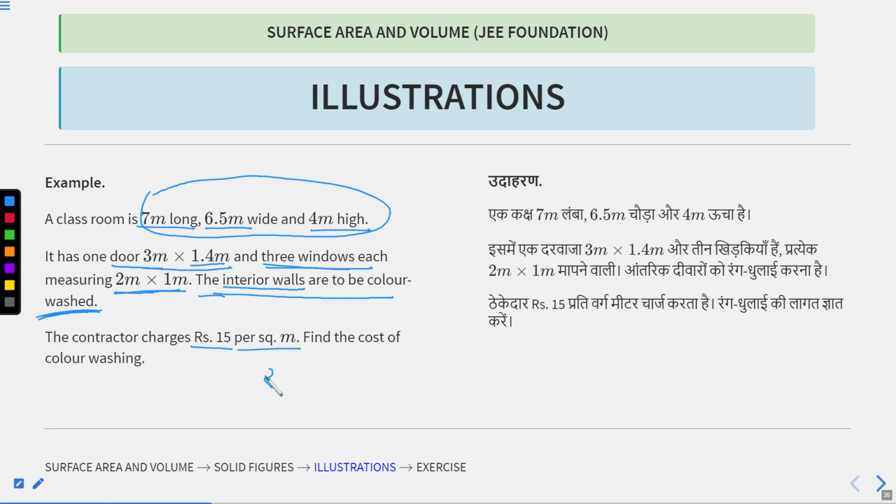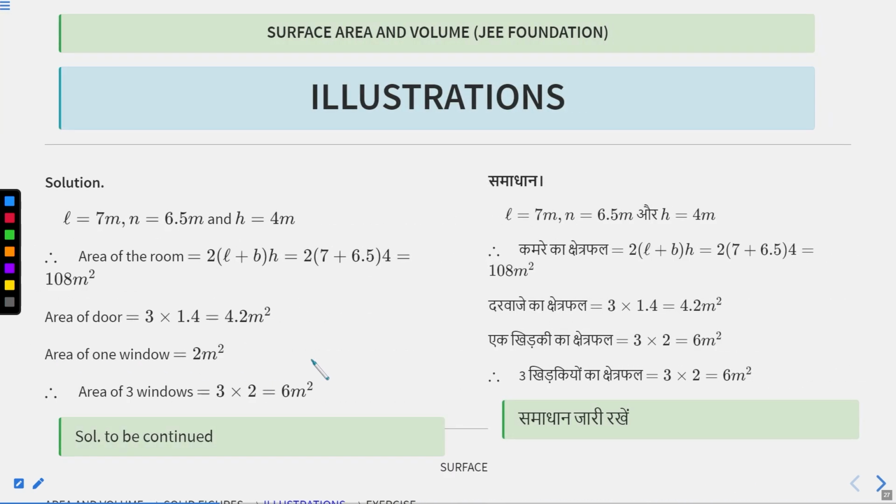rupees 15 per square meter. That means he takes 15 rupees whenever he color washed 1 meter square of area. Okay, I hope the question is clear. Now let's see the solution.